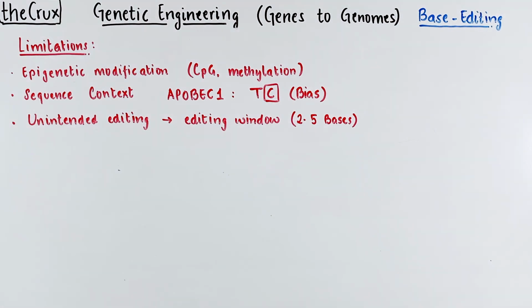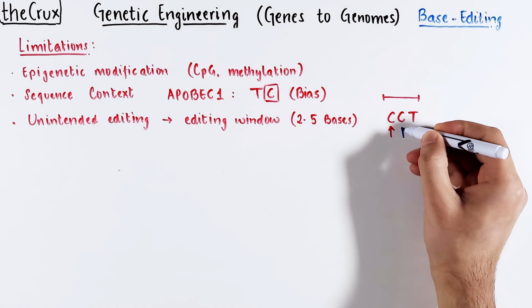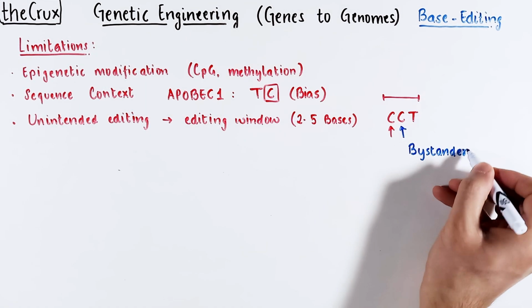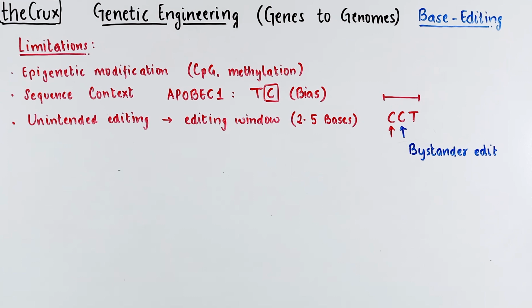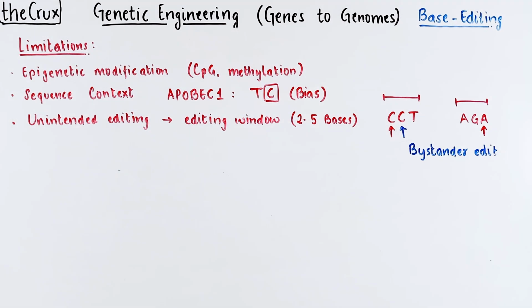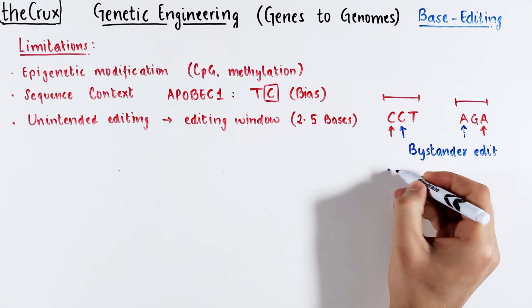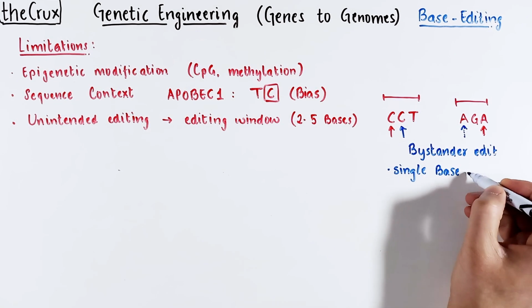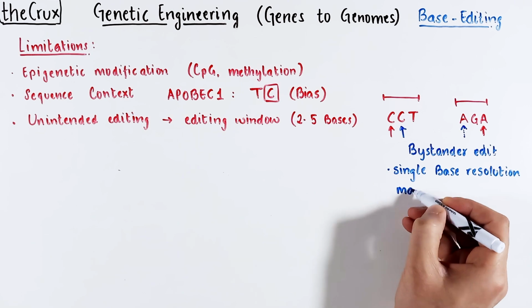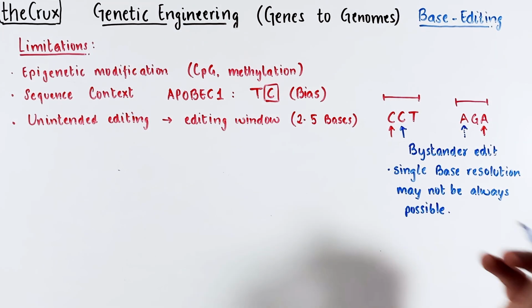For instance, if you have the CCT in a base editing window and you want to edit the first C, then it is possible that the adjacent C also gets edited. This will be an undesired bystander edit. Similarly, it is possible that the first A gets edited alongside your target adenine, if they are in the same editing window. So given some context, single base resolution of base editing can be difficult to achieve in some situations.